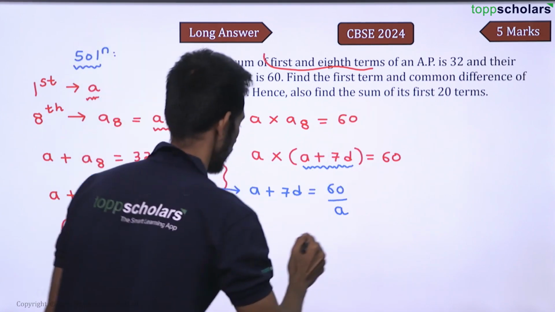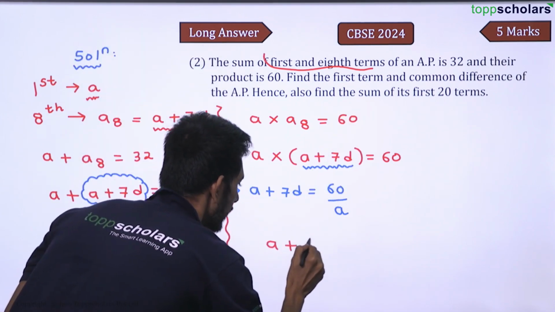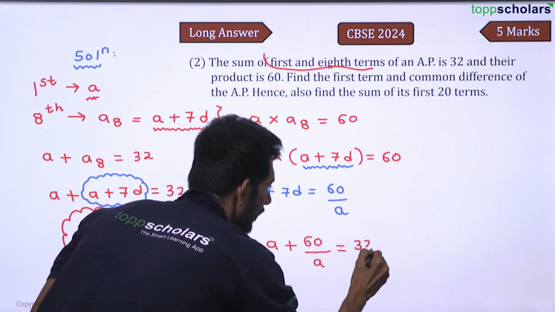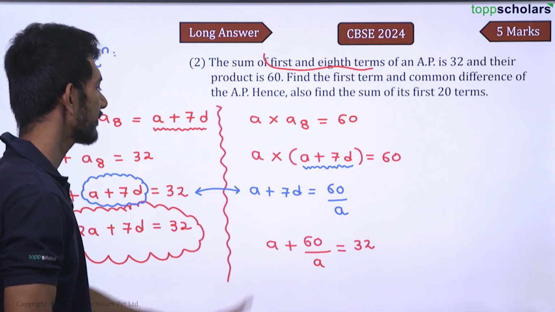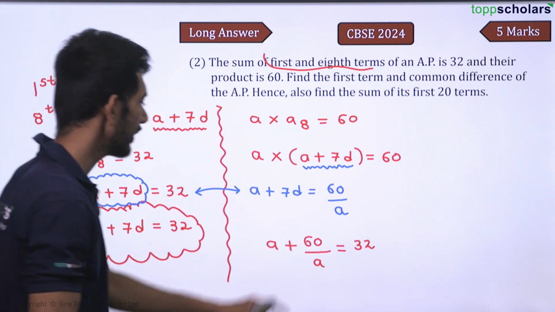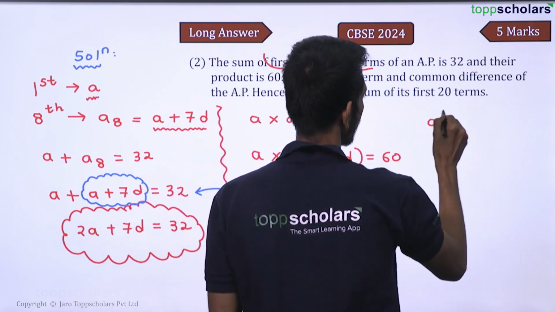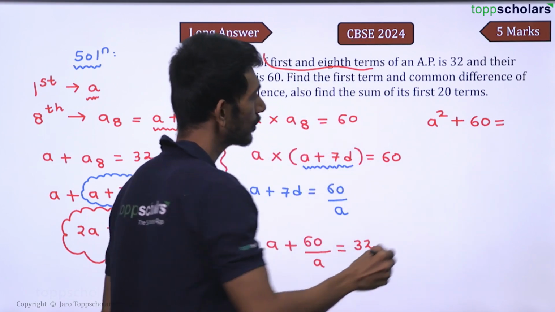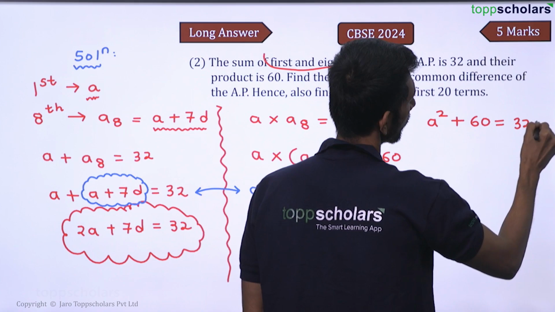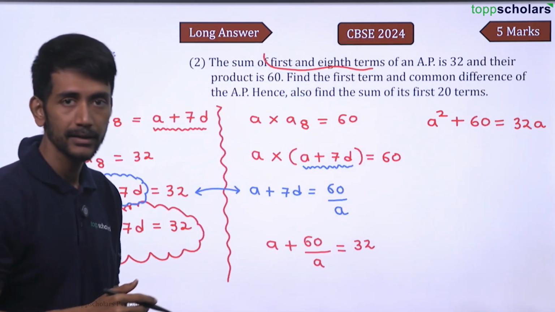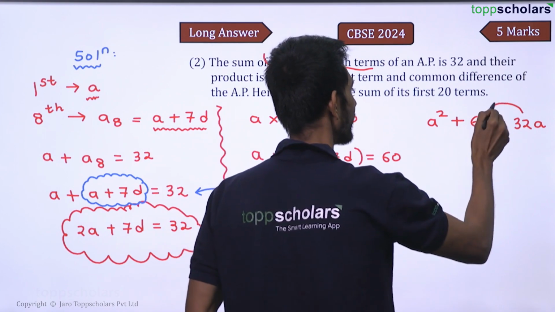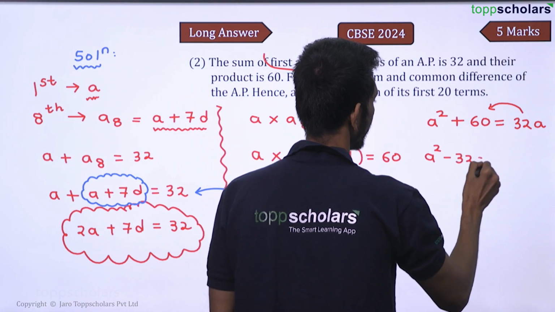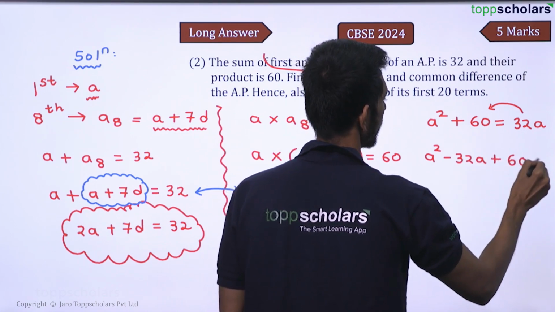Let us do that. So I get A plus 60 by A is equal to 32. I can multiply by A on both the sides. If I multiply by A on both the sides, I get A square plus 60 is equal to 32A. Correct? Now can I transpose 32A to the left hand side? Yes, I can do that. So I get A square minus 32A plus 60 is equal to 0.